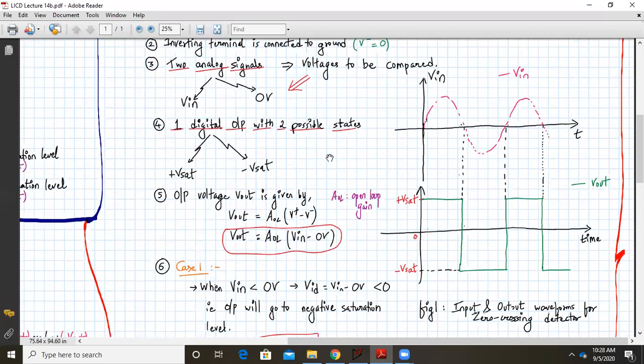So let us understand the working of the circuit via this diagram. This is my input waveform, which is a sinusoidal waveform, right? And that's my output, which has two states, either plus Vsat or minus Vsat.